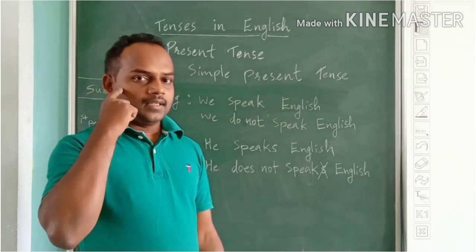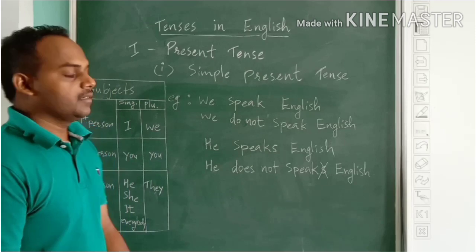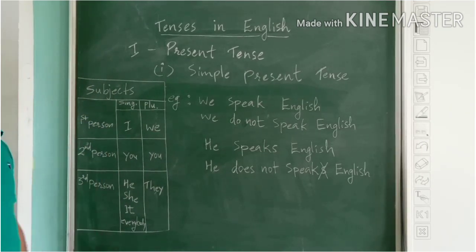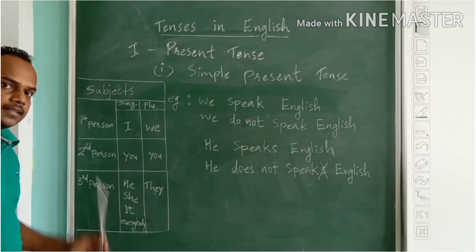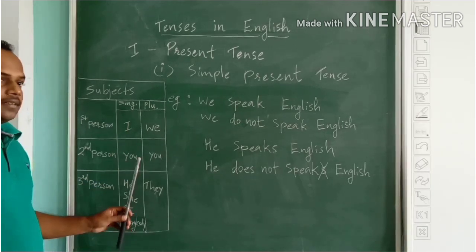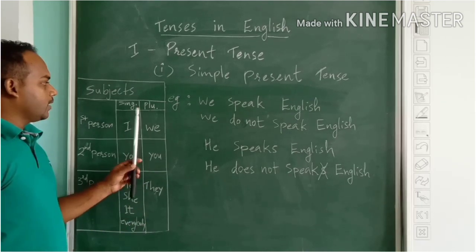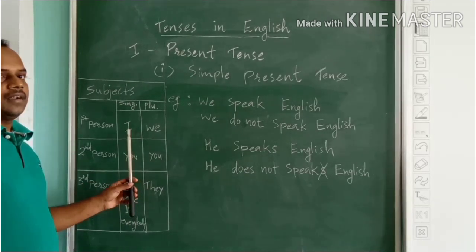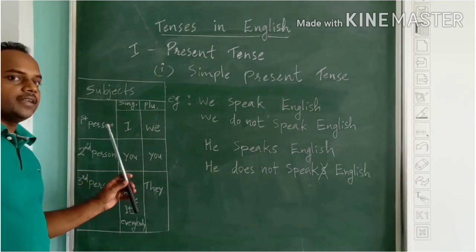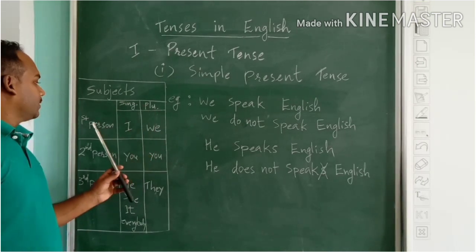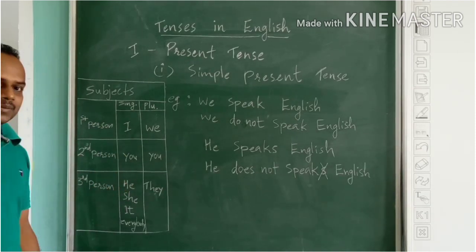Now let's think about the subject. We have first person, second person, and third person. Subjects can be categorized into first person, second person, and third person. And this first person can be classified into singular number and plural number. When it is singular number, it is I. I is the first person singular in number, and we is the plural subject and first person also.